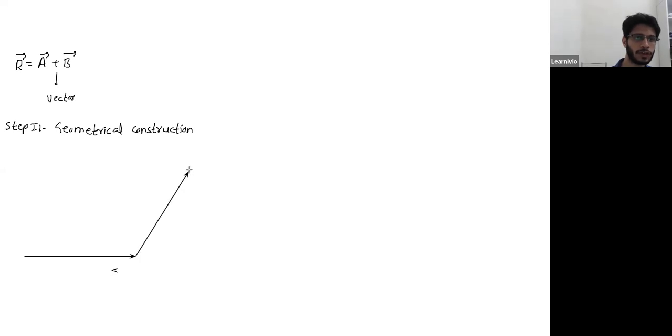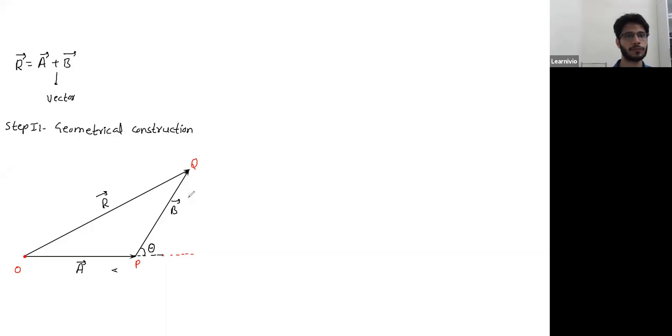So you have two vectors, vector A and vector B. They are inclined at an angle theta. The resultant is represented by the closing side of triangle taken in opposite order. So the name of this triangle is OPQ. I put a perpendicular here. Let's call this N.